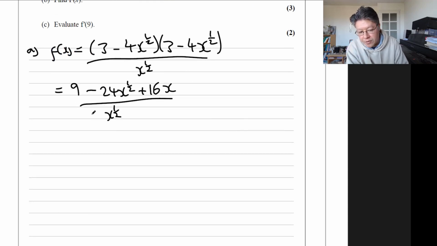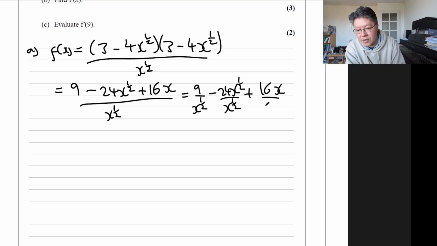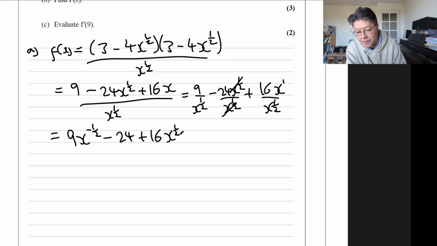And the next step is that we're going to split up the fraction. So we have 9 over x to the half minus 24x to the half over x to the half plus 16x over x to the half. And now we'll just simplify each term. So the first one becomes 9x to the minus half, then minus, the x to the halves cancel here, there you go, and we're left with a minus 24, then plus 16, and here we have an x to the 1, so 1 minus half is a half, so this is x to the half.